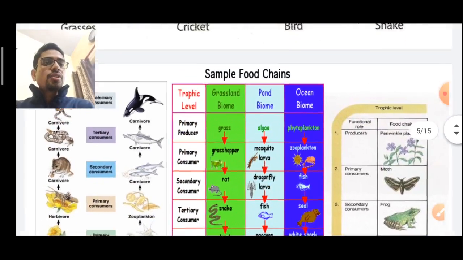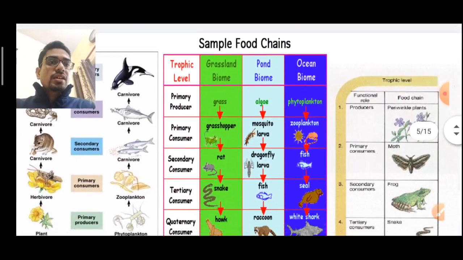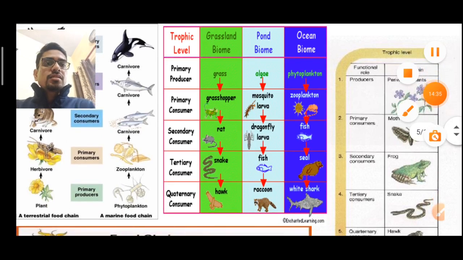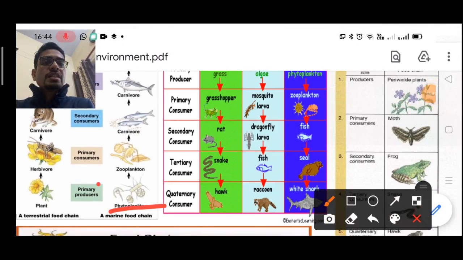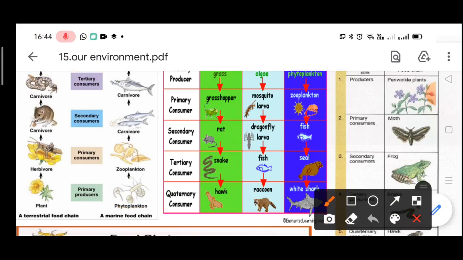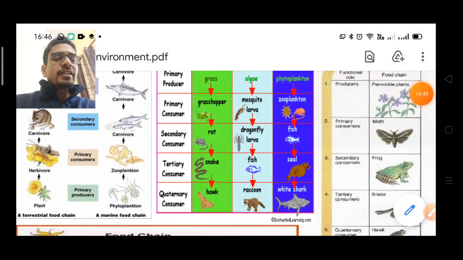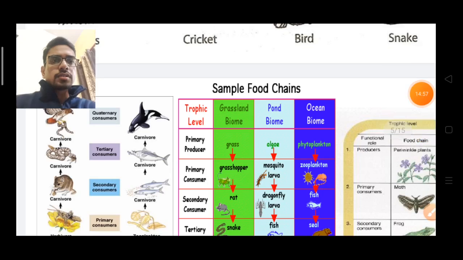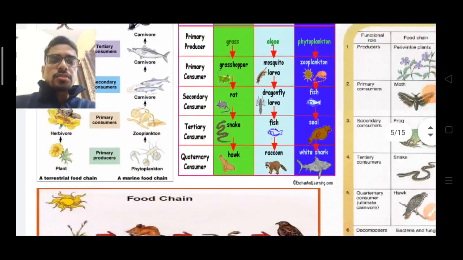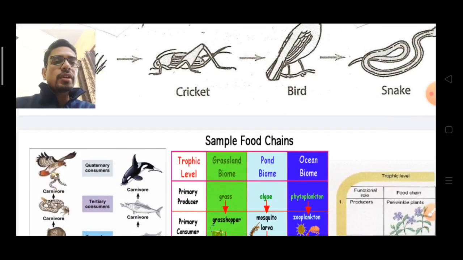If you are asked to write the food chain in a pond or ocean, you will write phytoplankton, a sea organism. Here phytoplankton is eaten by zooplankton, zooplankton is eaten by fish, and fishes are eaten by sharks. So you can write this food chain in the ocean. In your NCERT book you can see different food chains, and also in these notes. You have to remember one food chain of each ecosystem.